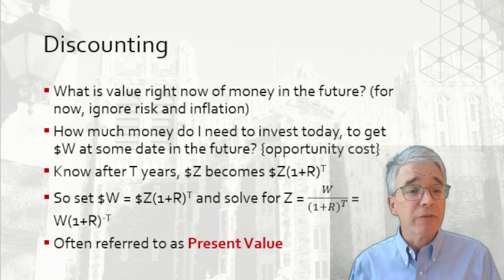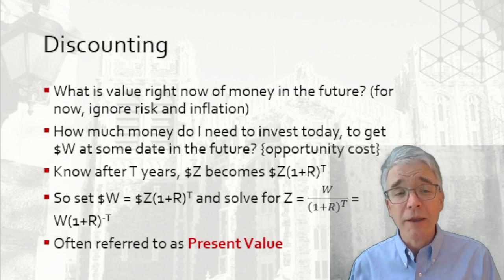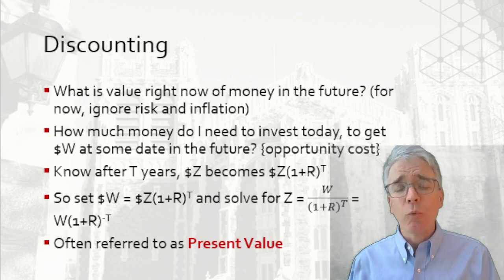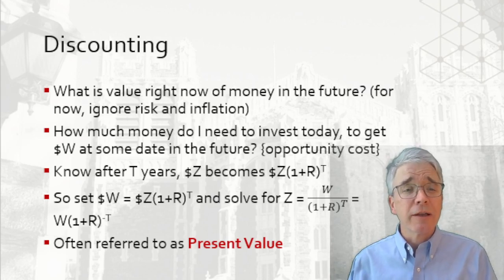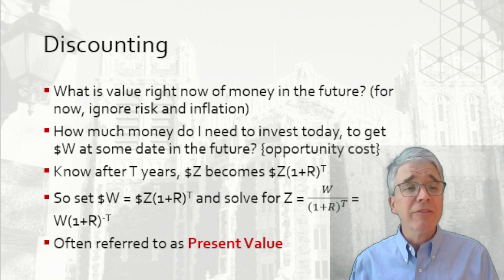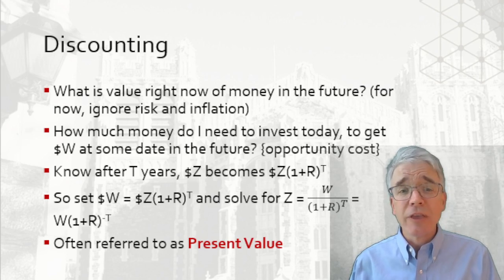The reason we're doing this in reverse is because we also often want to do discounting, which is discovering what is the value right now of some amount of money in the future. For now, we're going to ignore things like risk or inflation. We'll add those complications later. We start with the really simple case. How much money do I need to invest at some interest rate to get W dollars at some date in the future? From basic micro, the value of something is the opportunity cost.